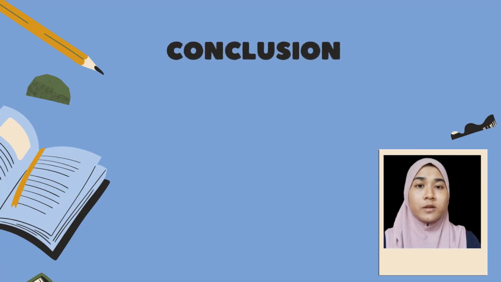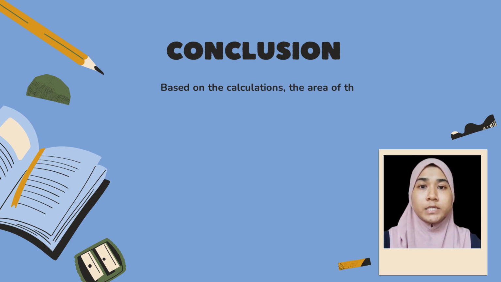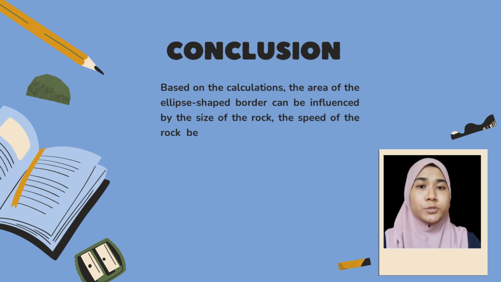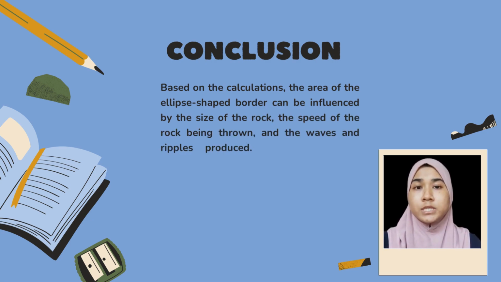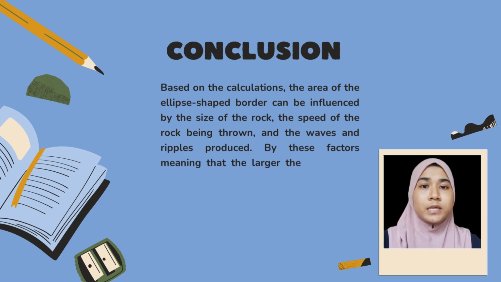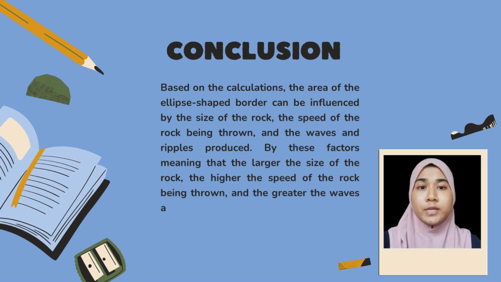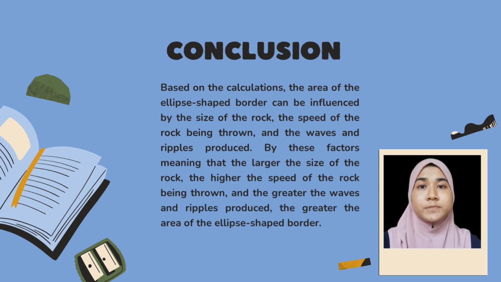Based on the calculation, the area of the ellipse-shaped border can be influenced by the size of the rock, the speed of the rock being thrown, and the waves and ripples produced by these factors, meaning that the larger the size of the rock, the higher the speed of the rock being thrown, and the greater the waves and ripples produced, the greater the area of the ellipse-shaped border.